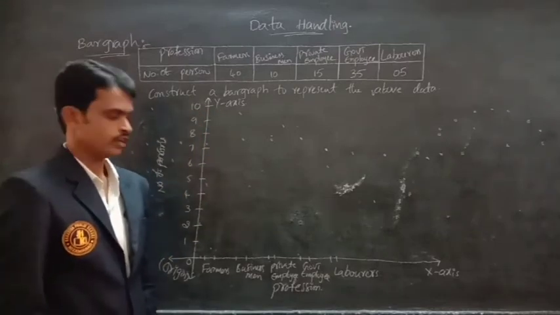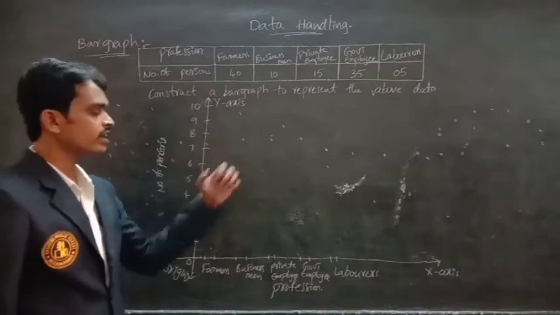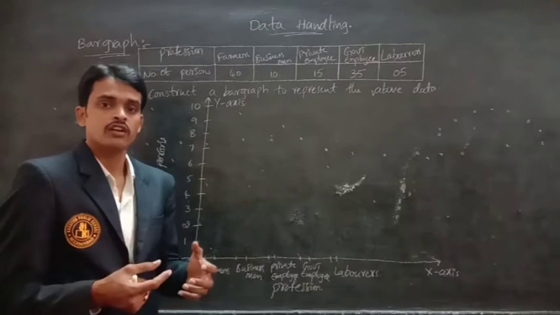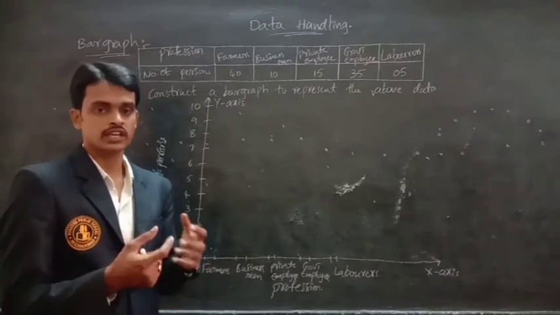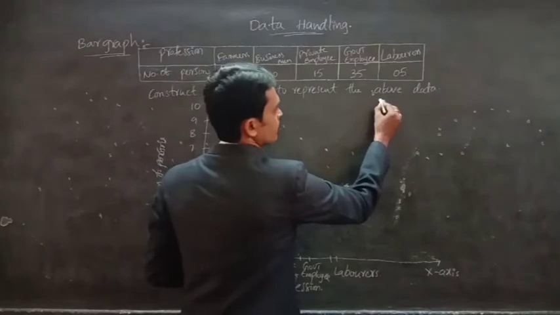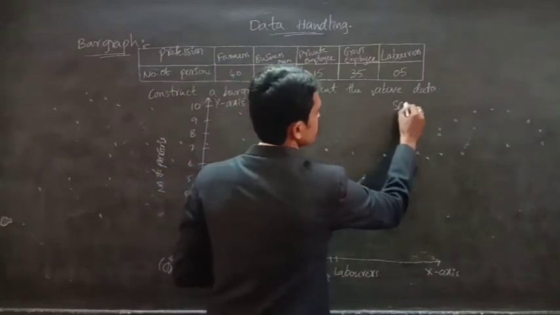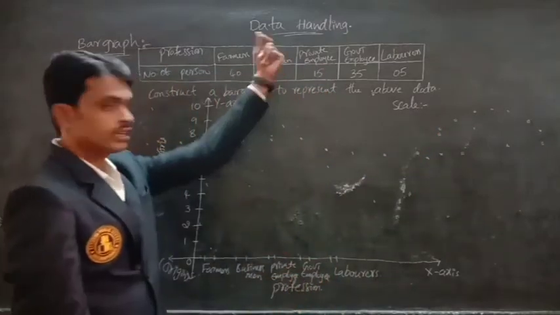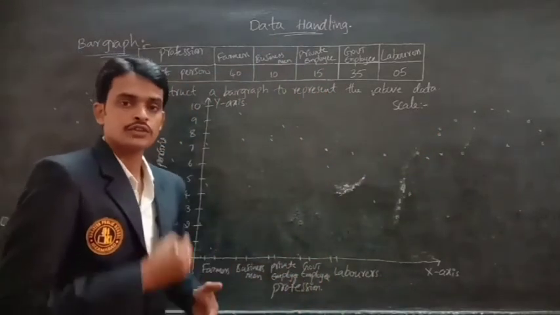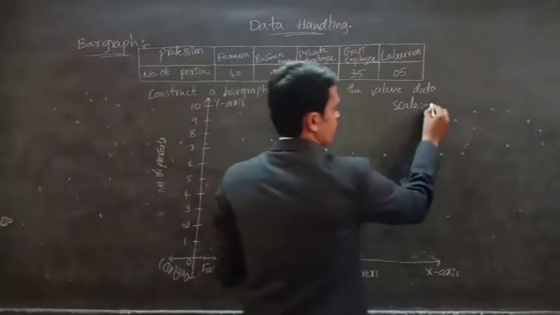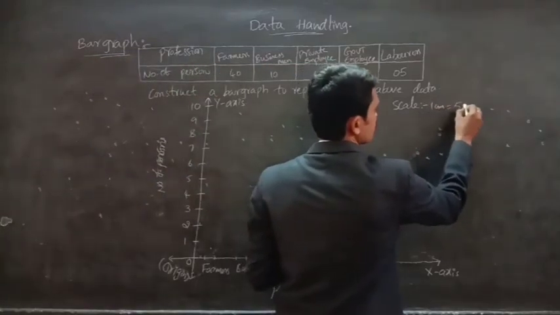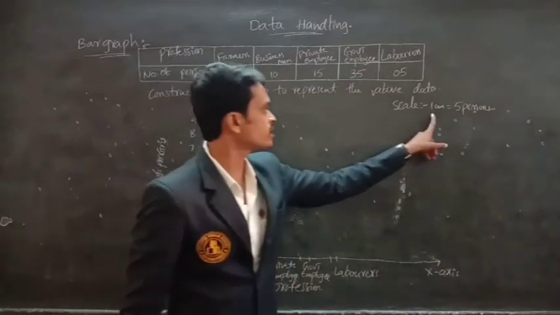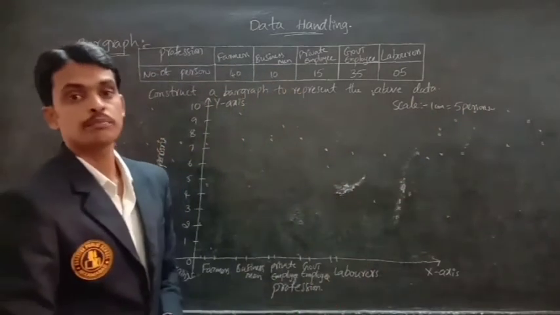Now to construct the bar graph, first we have to take a scale. So here we will write a scale. We should take a suitable scale. Here I am taking 1 centimeter is equal to 5 persons.